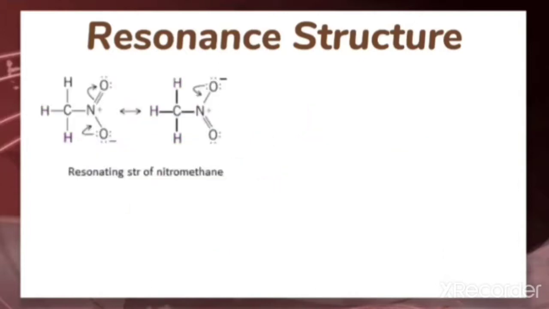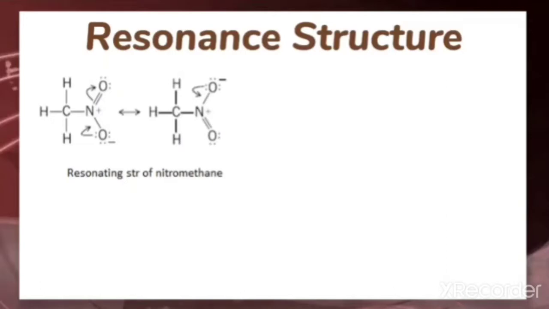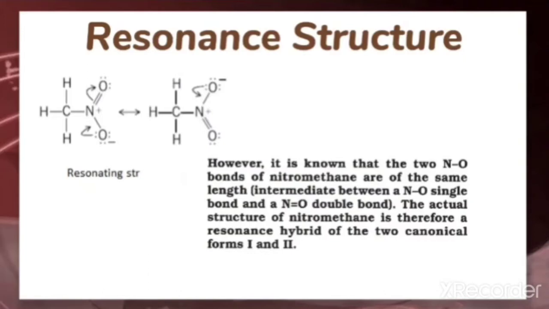Let us take another example, that is nitromethane. The resonating structures of nitromethane are shown here. Here also you can see two different structures are possible, because the position of the double bond differs in the two cases. So what is actually happening here? The actual molecule's properties can be explained by its resonance hybrid. However, it is known that the two N-O bonds of nitromethane are of the same length, intermediate between the N-O single bond and the N-O double bond.